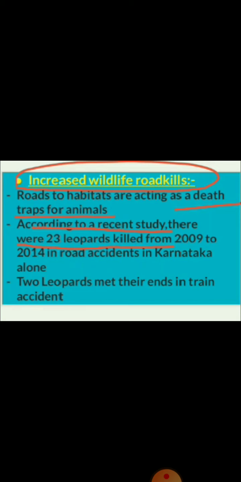Two more leopards met their end in train accidents. So we have lost 25 leopards in the single state of Karnataka. This is how we are losing our wildlife. Here is a picture showing how we are losing our wildlife. This picture clearly tells us the situation of wild animals being killed in road accidents.